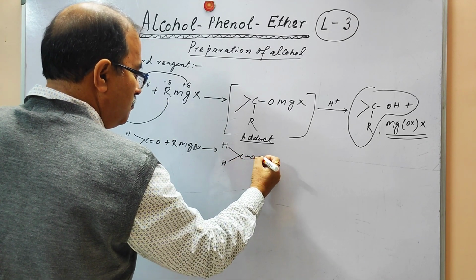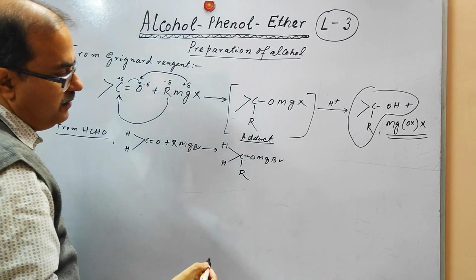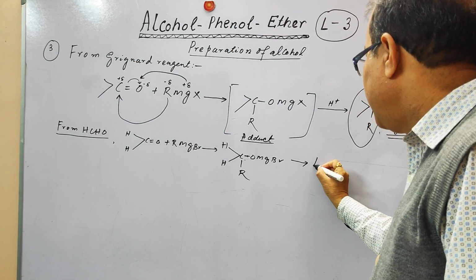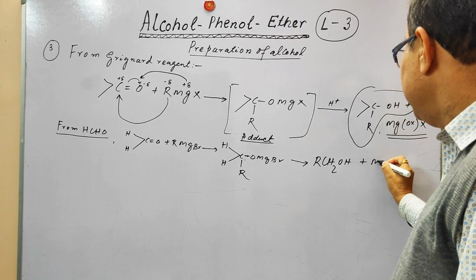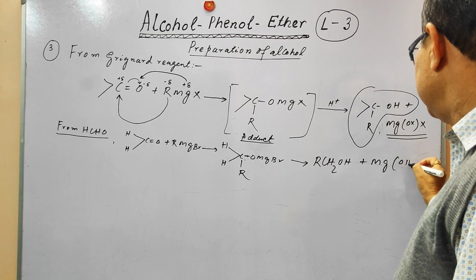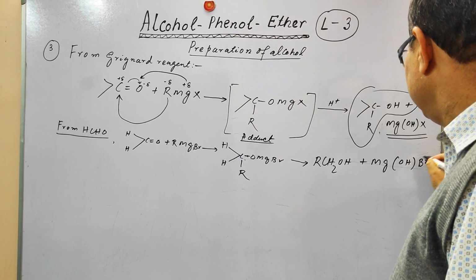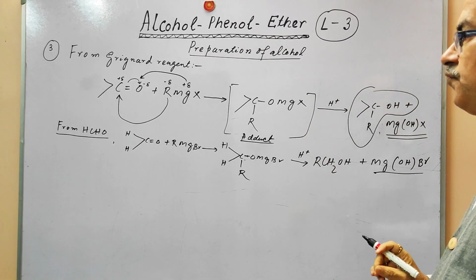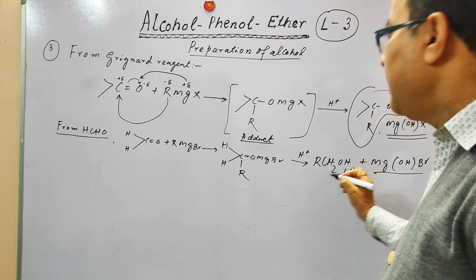So here it will be R, and this product will be RCH2OMgBr, which will be hydrolyzed in the presence of acid. So from formaldehyde we can have the alcohol, which is a primary alcohol.